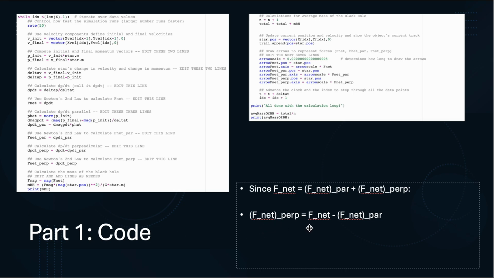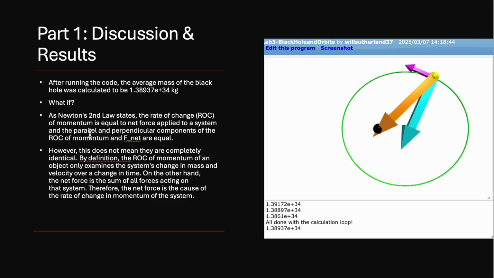And oh yeah, F net perp is just equal to F net minus F net parallel because of what I showed you before, which we were able to do here. So part one, discussion of results. After running the code, the average mass of the black hole was calculated to be 1.38937 times 10 to the 34th kilograms.